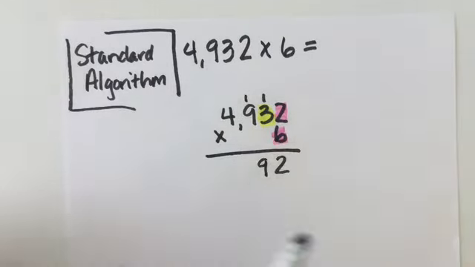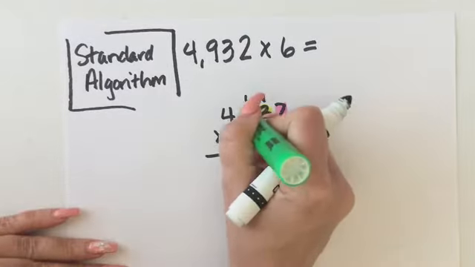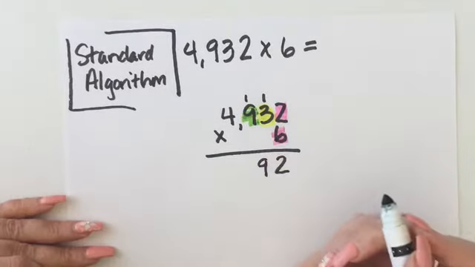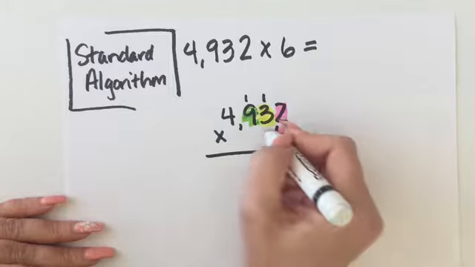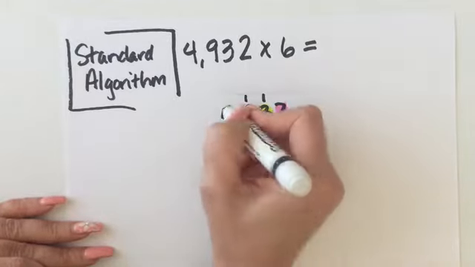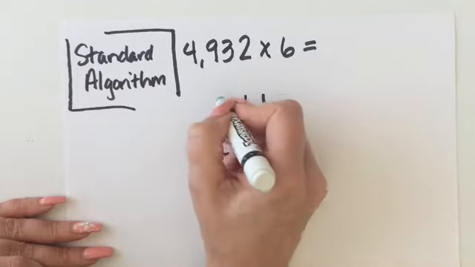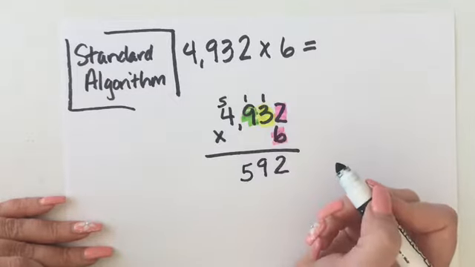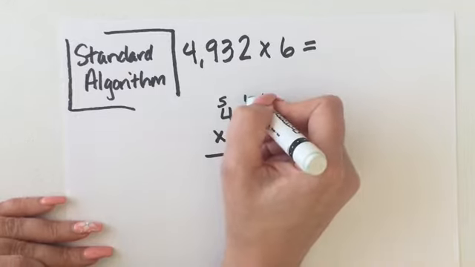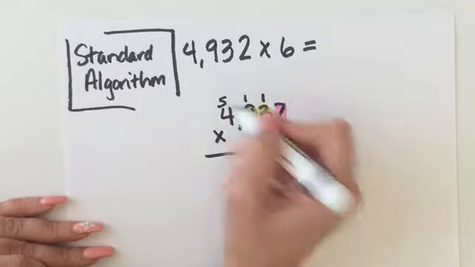Now I have 6 times 9. 6 times 9 is 54. 54 plus the 1 I regrouped is 55. I'm going to put my 5 and regroup the other 5, because again, 6 times 9 was 54, plus the 1 I regrouped gave me 55.